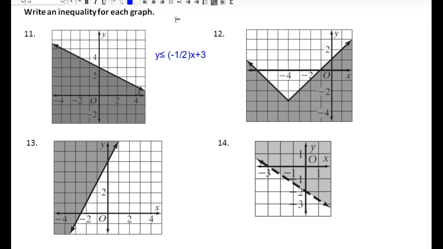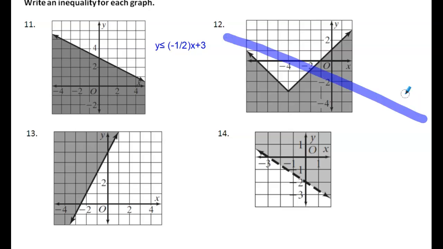Number 12, we're going to skip for now. That's an absolute value. We're going to learn about those tomorrow. So you can just go ahead and put a big X on number 12.